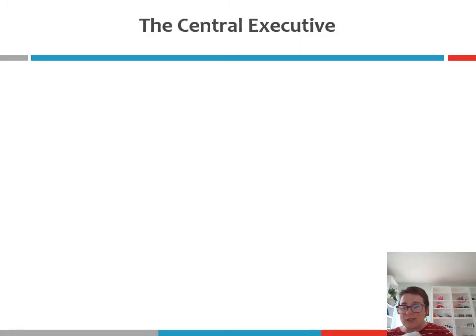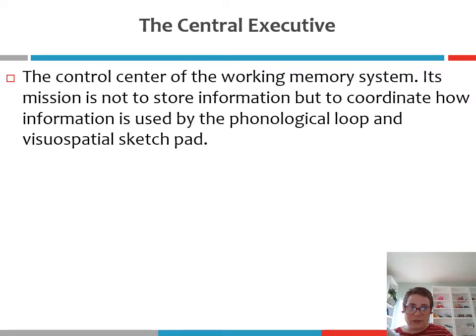Okay, so the central executive, you might remember from my previous videos, is essentially the traffic cop of the Baddeley and Hitch working memory model. And it's where the working component of working memory is done. So another way of saying that is that the central executive is the control center of the working memory system.